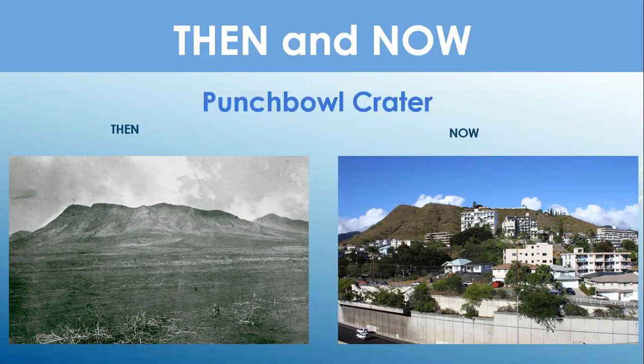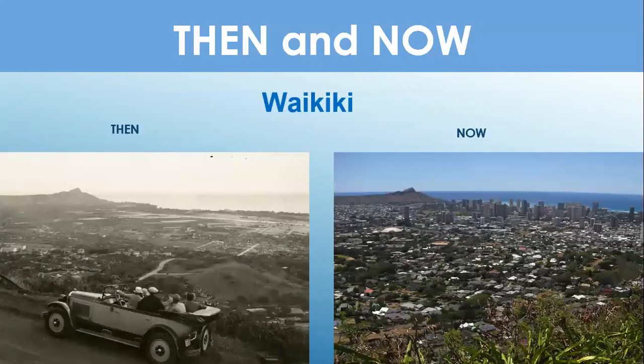A couple of other examples. This is of Waikiki. So same thing here. You can see how water has to go through all of these buildings before it makes its way into the ocean.